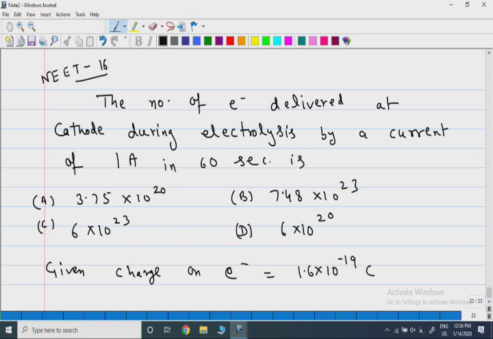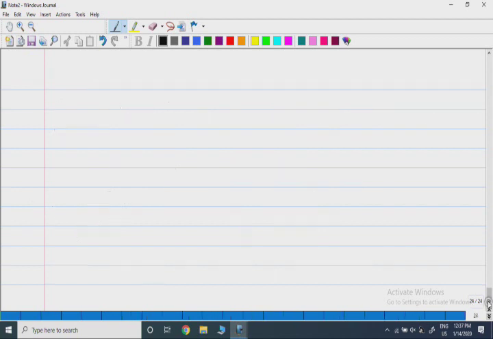Okay, so let's begin, guys. Just look at your screen. They are asking you to calculate the number of electrons delivered at the cathode during the electrolysis by a current of 1 ampere in 60 seconds.